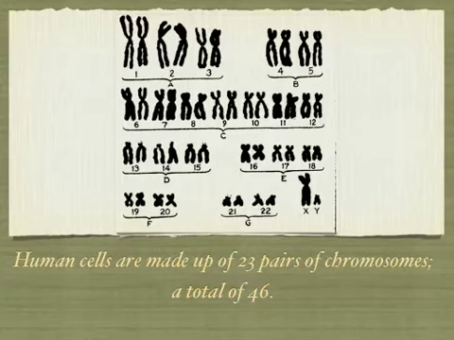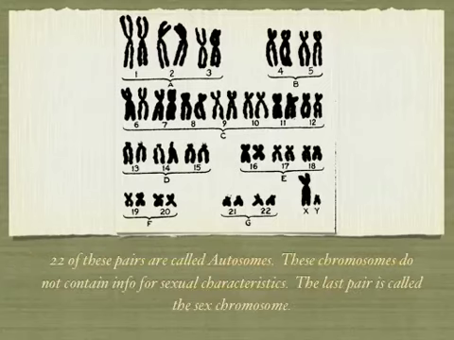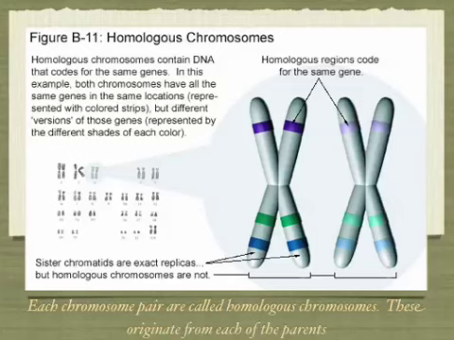Human cells are made up of 23 pairs and thus a total of 46. We call the first 22 chromosomes autosomes. They do not contain any sexual characteristic information. It's that last pair, the sex chromosomes, that do contain this information. In the picture here, the sex chromosomes are an X and a Y. This would be a male. A female would contain two X chromosomes.